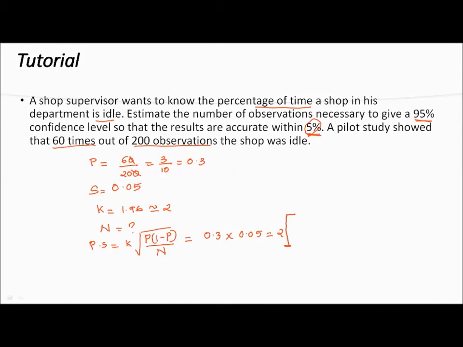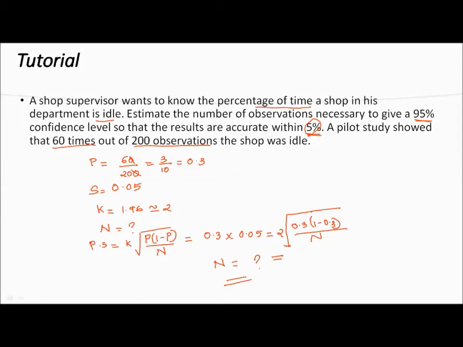You have assumed the value of K to be 2, and the value of P is 0.3. So 0.3 into 1 minus 0.3, the whole divided by N. So you can find out the value of N from this equation. So this is how you do this kind of problem.